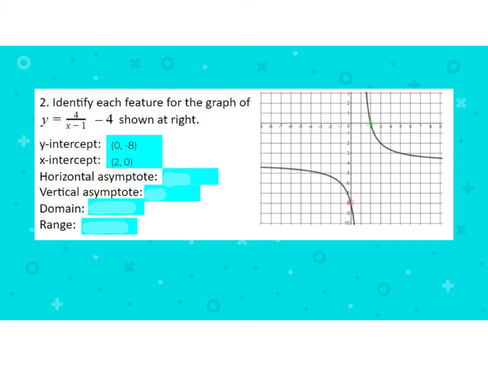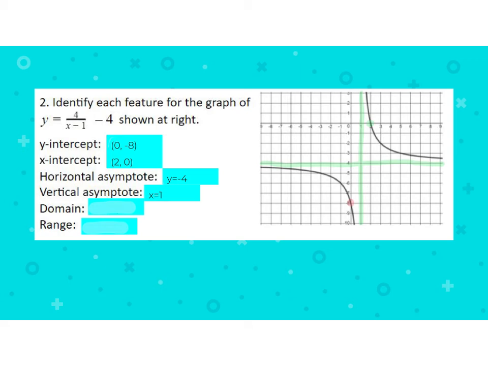Our horizontal asymptote is the line that our graph approaches but never touches. So here we can see that our graph approaches but never touches 1 vertically, and looks like negative 4 horizontally. So let's write that out. Our horizontal asymptote would be where y equals k, which is negative 4, so y equals negative 4. Our vertical asymptote would be where x equals 1.